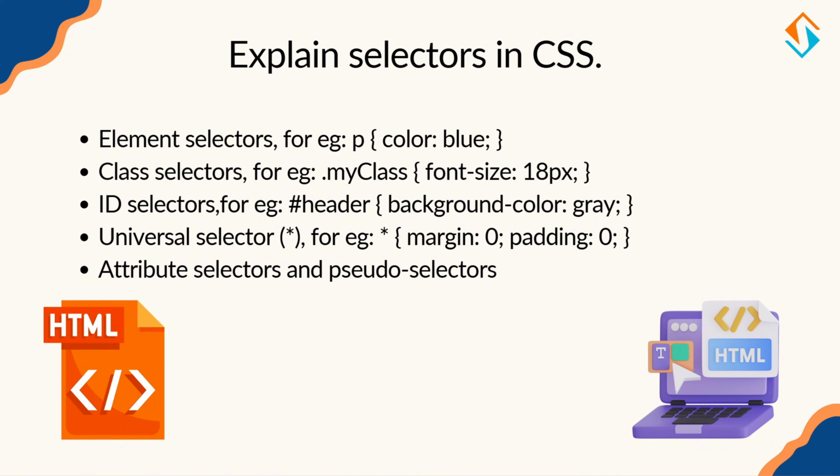Second is class selectors. Use a dot followed by the class name. Example, dot my class applies to any element with class equals to my class. Okay. Next is ID selectors. Use a hash followed by the ID. Unlike classes, IDs should be unique per page. Next one is universal selector. Targets all elements on the page. Okay. And the last, attribute selectors and pseudo selectors. These allow even more specific targeting, like styling all input fields of type text or selecting elements in a specific state.